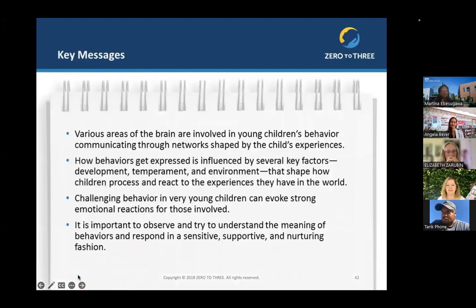With that, the key messages are that the various areas of the brain are involved in young children's behavior. How behaviors get expressed is influenced by several key factors. Challenging behavior in very young children can evoke strong emotions, and it's important to observe and try to understand the meaning of behavior and respond to it in a sensitive, supportive, and nurturing fashion.